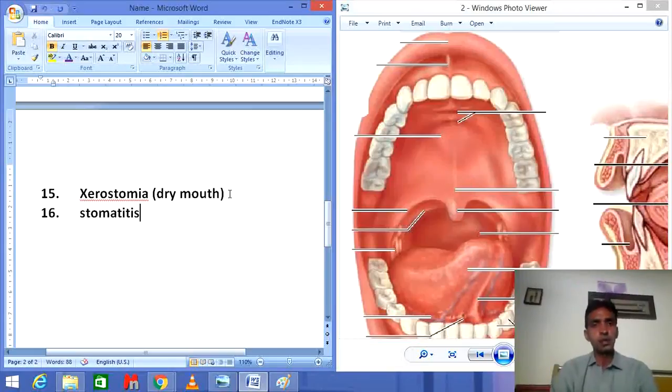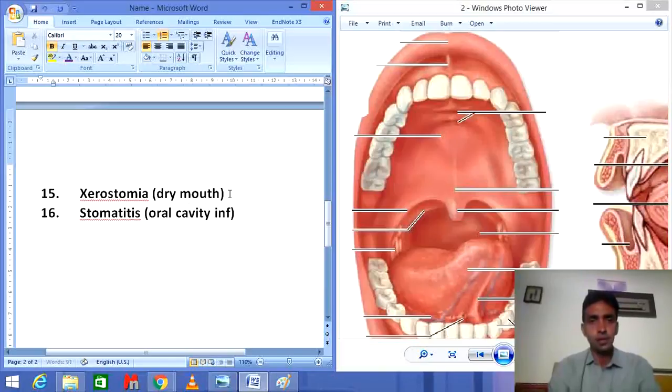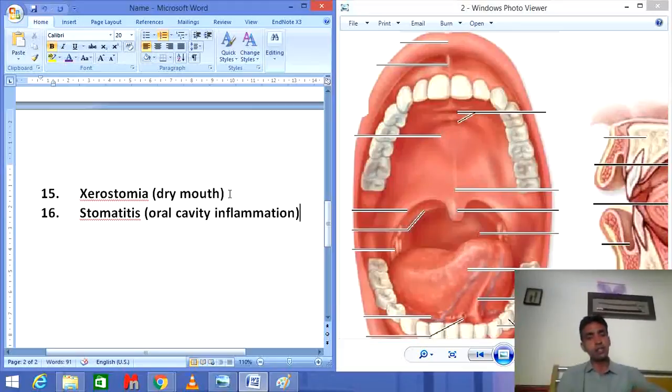One other terminology is stomatitis. In all the terminology in which "itis" is there at the end, it means inflammation. So stomatitis is the inflammation of the mouth, of the oral cavity. Inflammation of the oral cavity is called stomatitis.